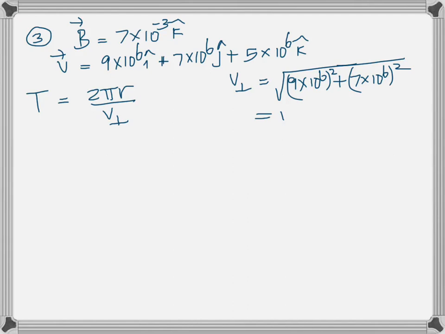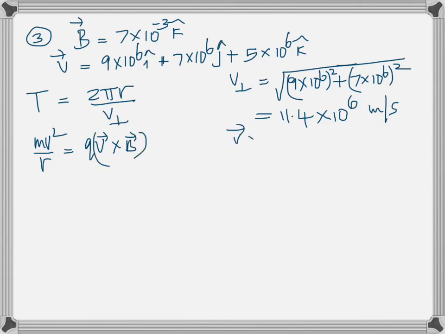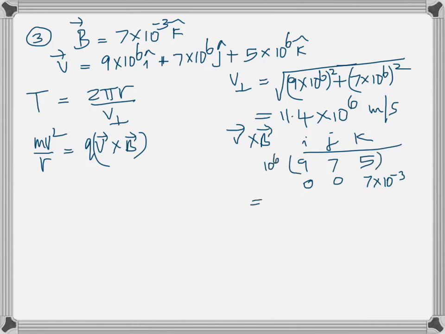Because remember, the magnetic field is along the z-axis, so you only take the i and the j vectors, square them up and add them, you get the velocity, the perpendicular component. That's what I did. So you find that. You get it as 11.4 times 10 to the 6 meter per second. And then use mv squared by r as qv cross B, which is vB sine theta. And then I have to take the cross product of velocity with magnetic field, and that is how I take the cross product.